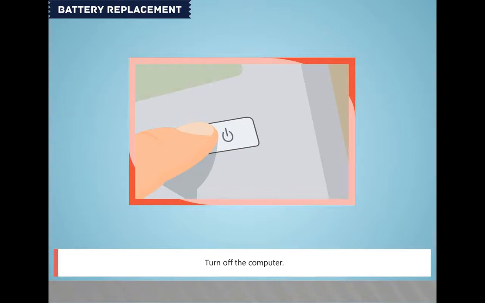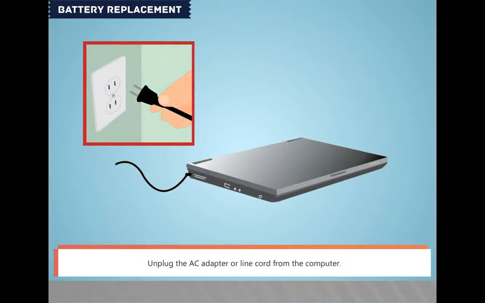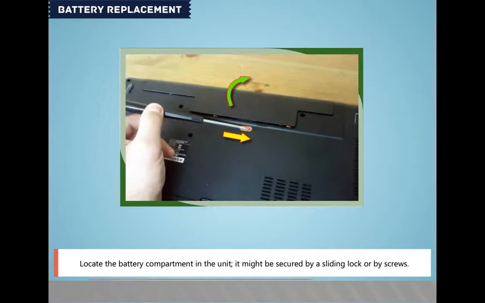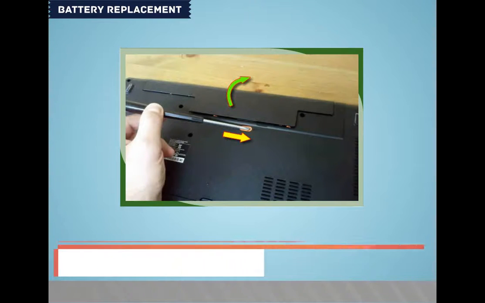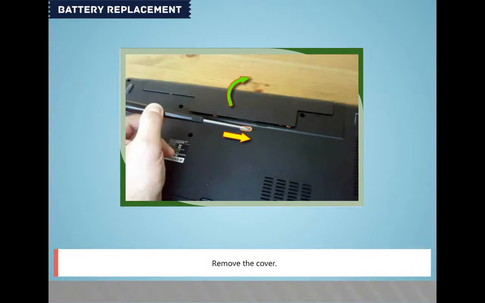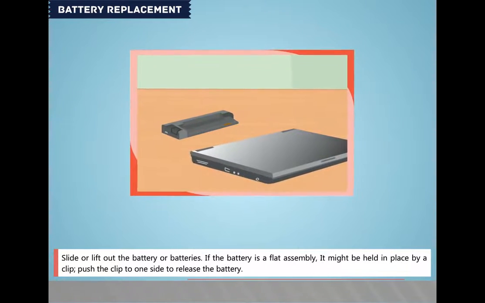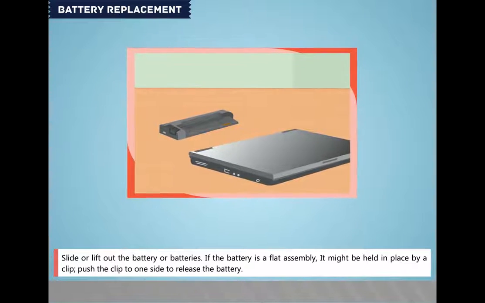Turn off the computer. Unplug the AC adapter or line cord from the computer. Locate the battery compartment in the unit. It might be secured by a sliding lock or by screws. Remove the cover. Slide or lift out the battery or batteries. If the battery is a flat assembly, it might be held in place by a clip. Push the clip to one side to release the battery.